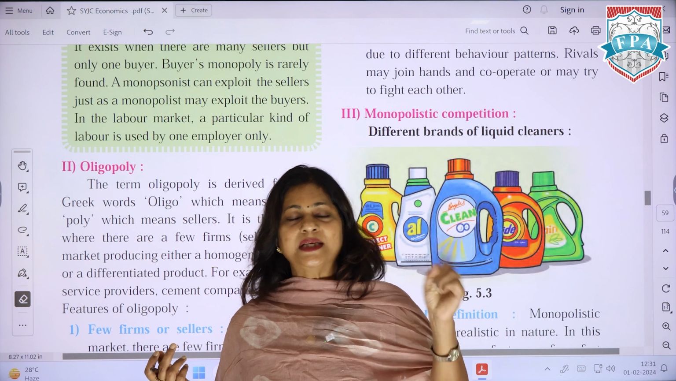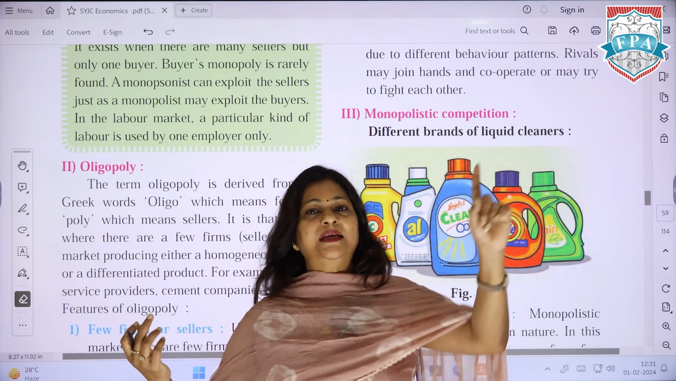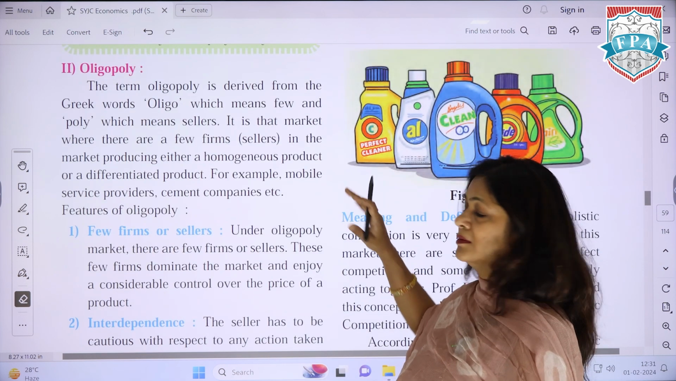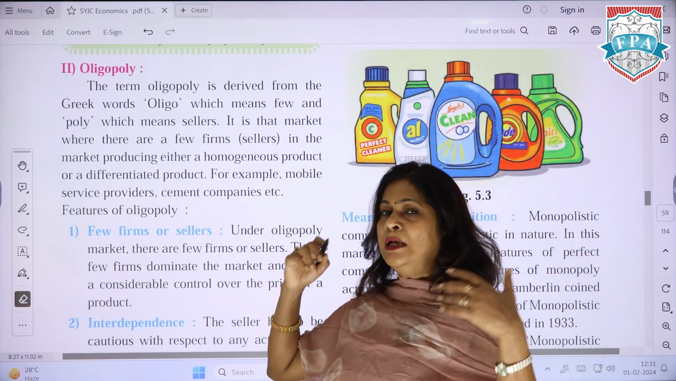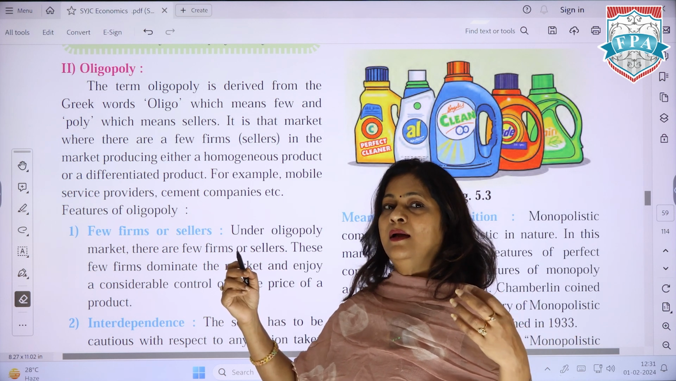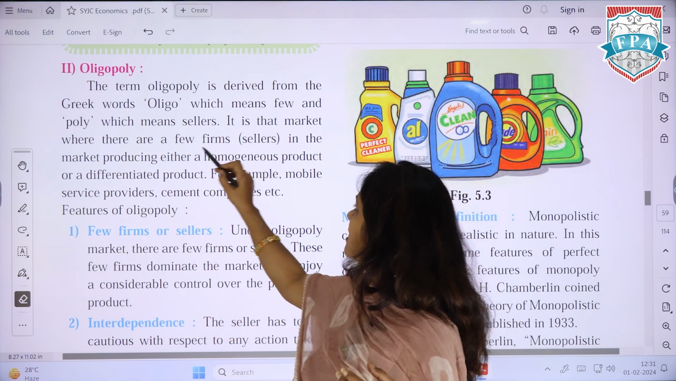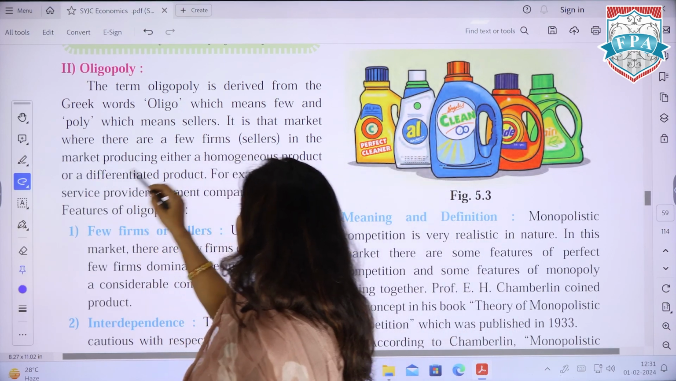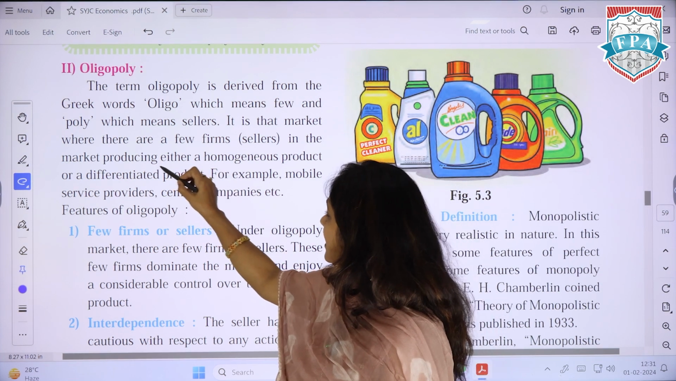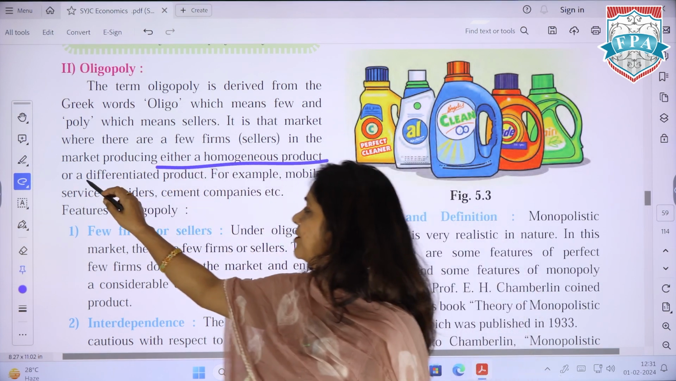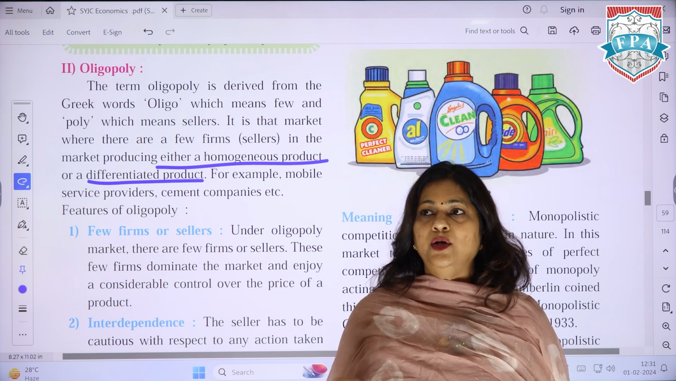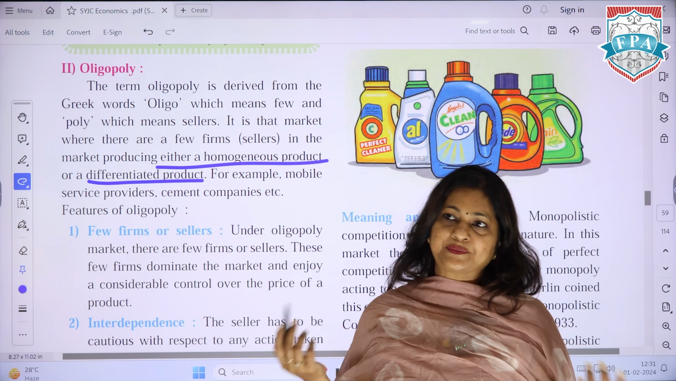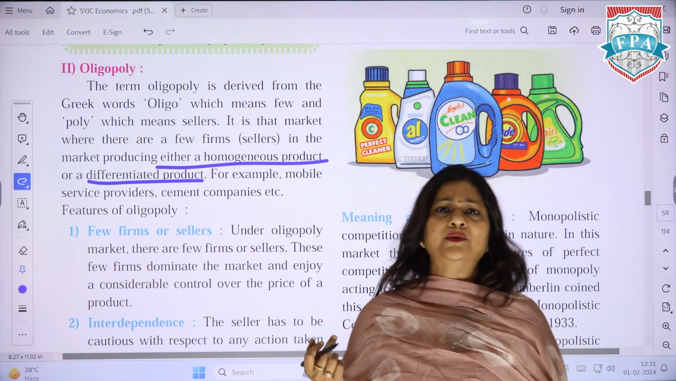So monopoly was an imperfection because there was only one seller, okay? Oligopoly is an imperfection because again there is not one seller, but not a lot of sellers either. They're just few sellers, right? And they are either producing a homogeneous product or a differentiated product. This is very important. A lot of people think that in case of oligopoly, you may not sell a same or a homogeneous product. That's not the case.